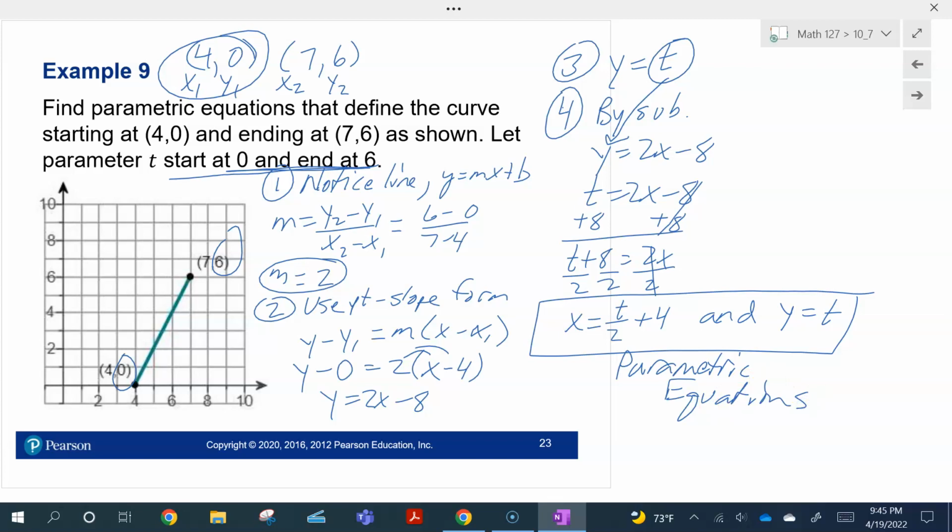So again, start out by finding the equation of the line, and then use your parameter, in this case with y being equal to t, to create those parametric equations.